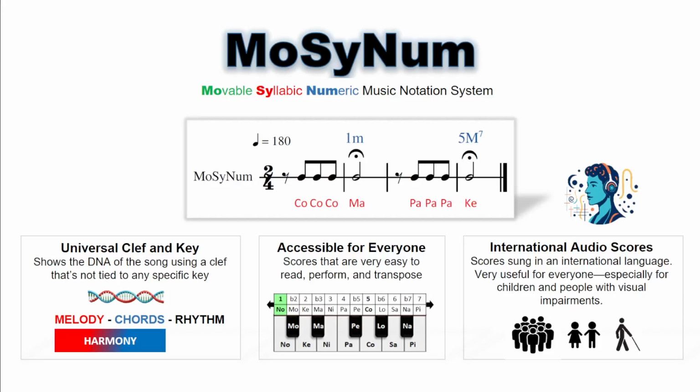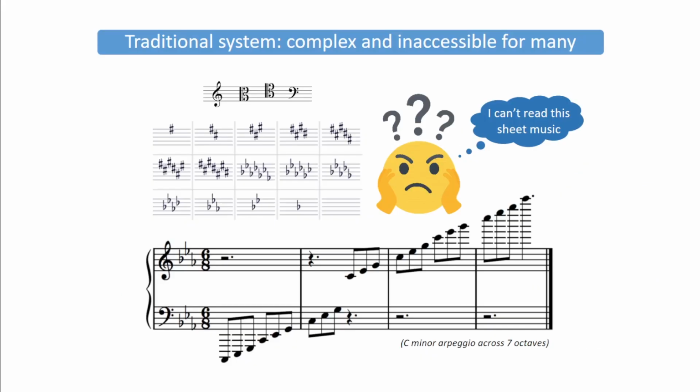As we'll see later, MoSyNum is also very easy to use, even for children or adults with no prior musical knowledge. It makes music truly accessible to everyone. But perhaps the most innovative aspect of MoSyNum is that, for the first time, it's possible to create international sheet music in audio format. As we'll explore, audio scores drastically simplify music learning and are extremely helpful for people with visual impairments. MoSyNum was created with two main goals.